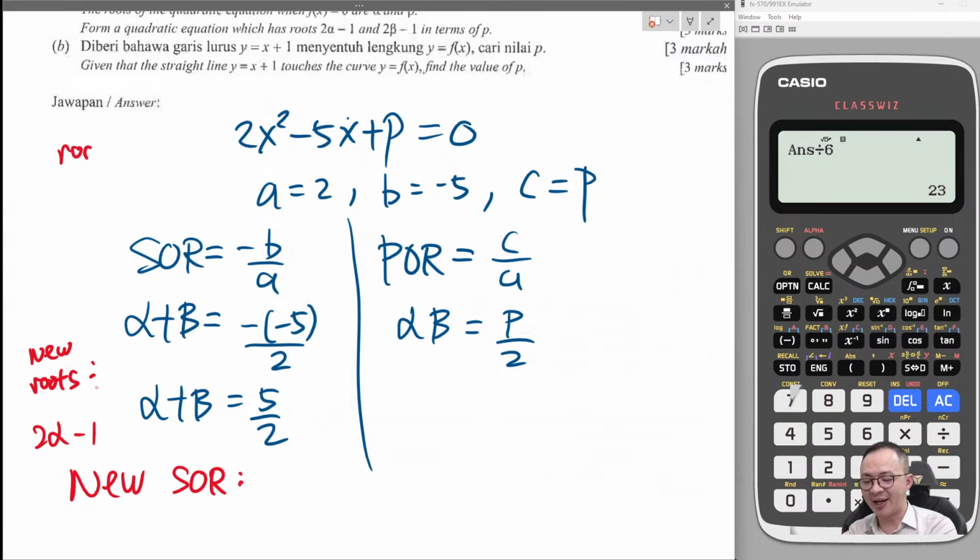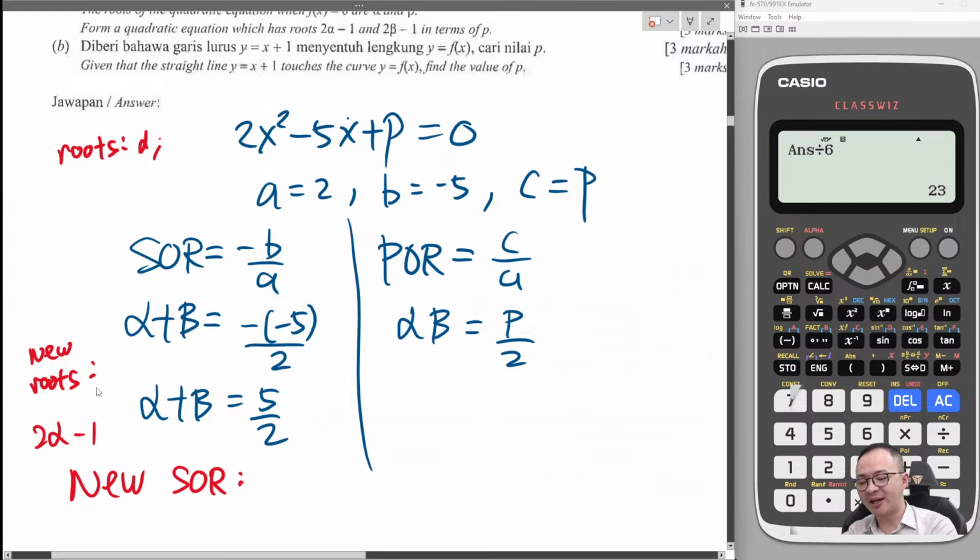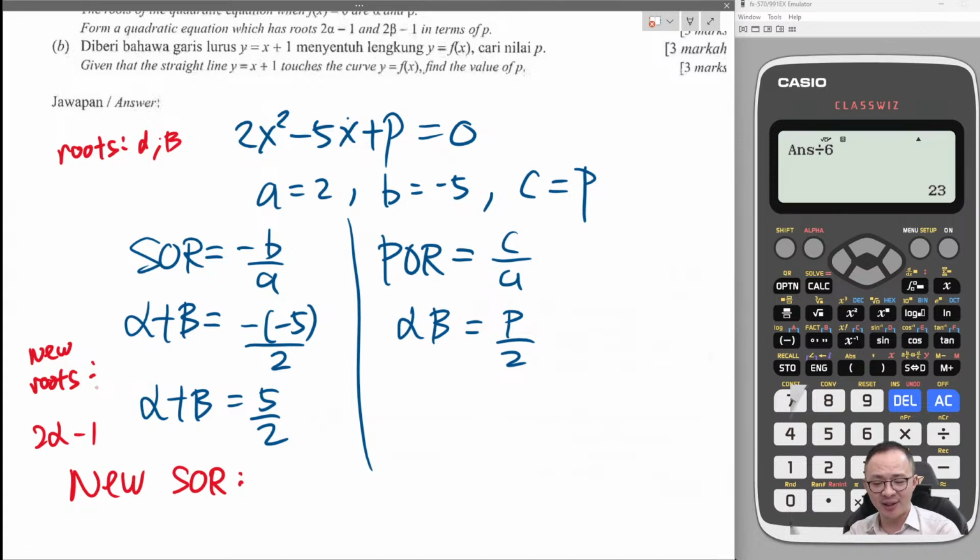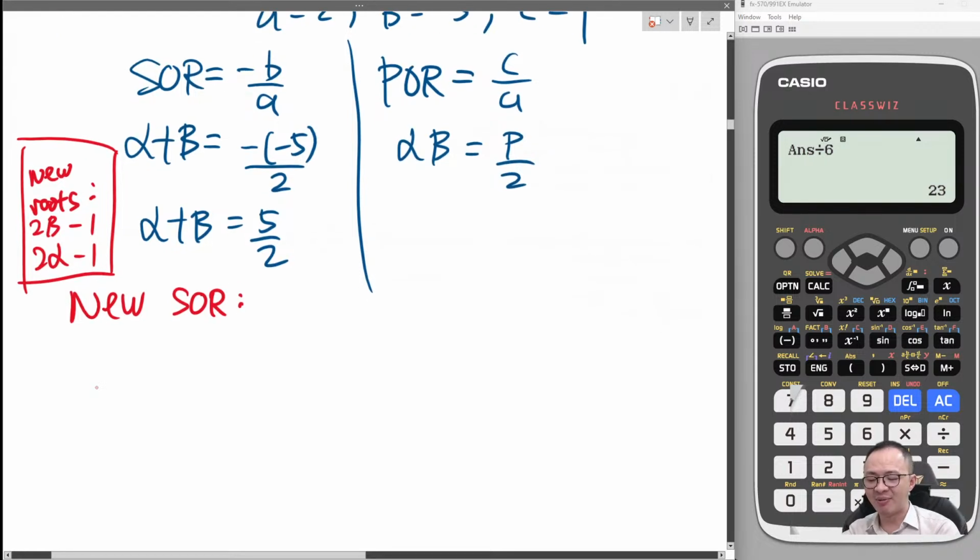Because previously my original roots are just alpha and beta, so I will just add both of them and multiply both of them. But right now my new roots are 2 alpha minus 1 and 2 beta minus 1. So I'm going to use both of them, add them and multiply them also lah. So sum of root, I'm going to add them lah.